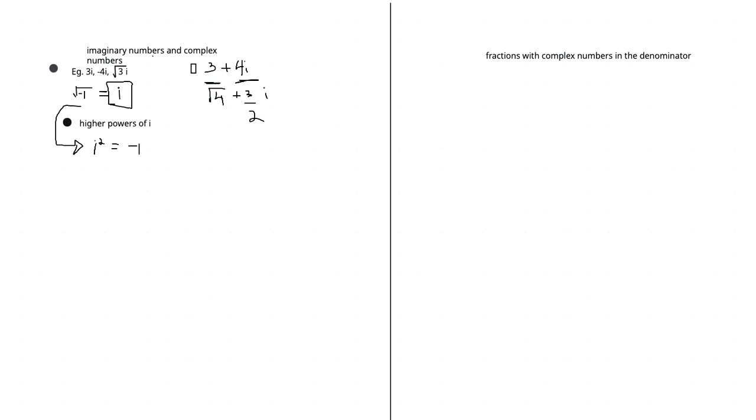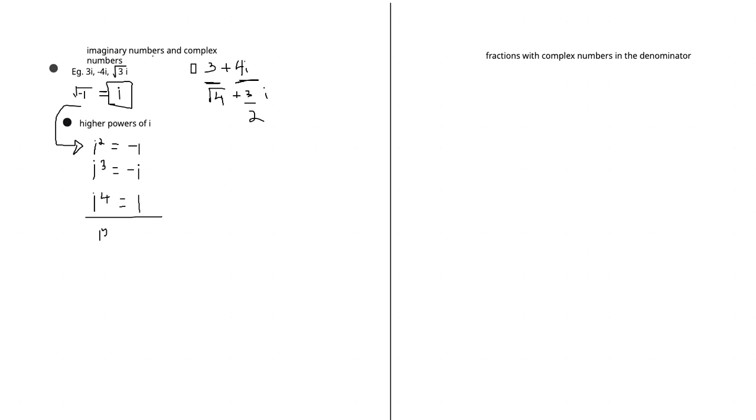Now we can use this to evaluate some higher powers of i. So i cubed will be i squared times i, which will be negative 1 times i, giving us negative i. Okay, negative i. And then i to the power 4 will be i squared times i squared, which will be negative 1 times negative 1, giving us 1.